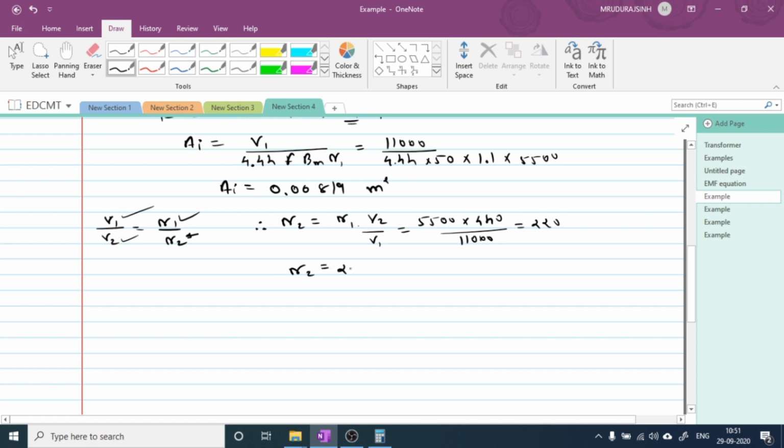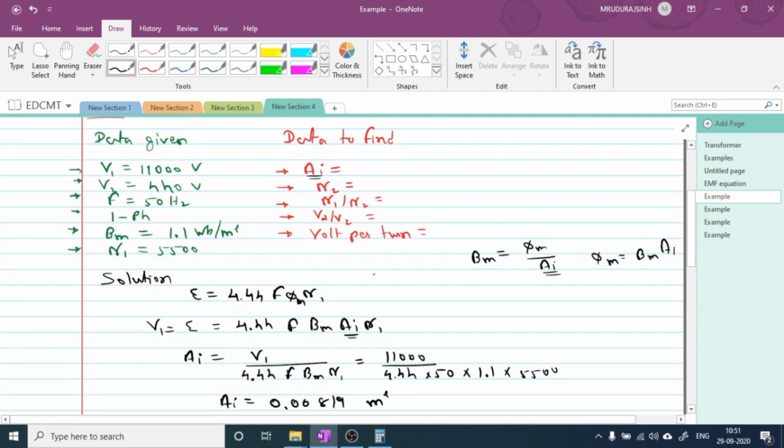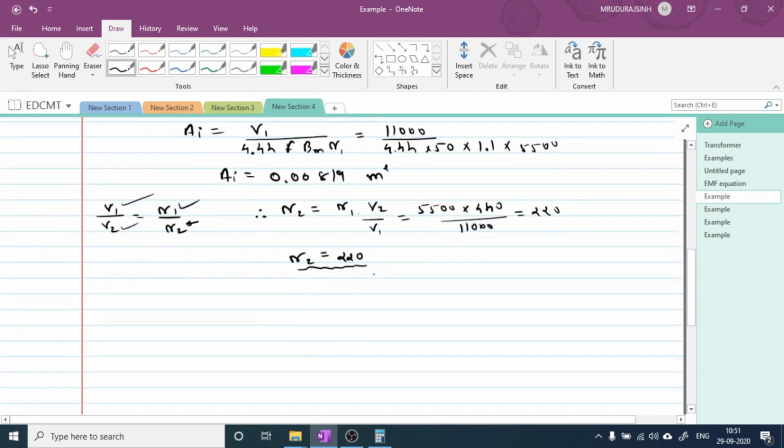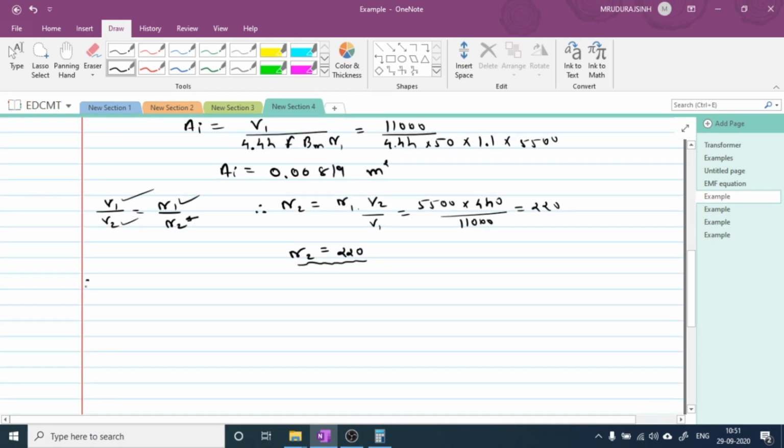N2 is equal to 220 turns. So this is our second finding. The third thing which we need to calculate is the ratio N1 by N2. So it's very simple to calculate. The N1 by N2 ratio is 5500 divided by 220. And if you want to simplify it, you can write 25 by 1, right?